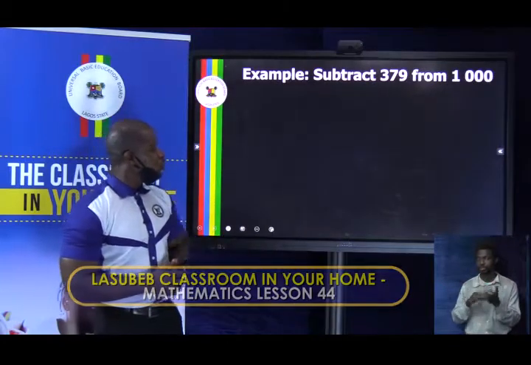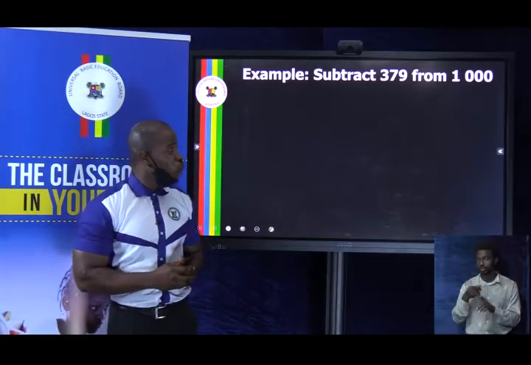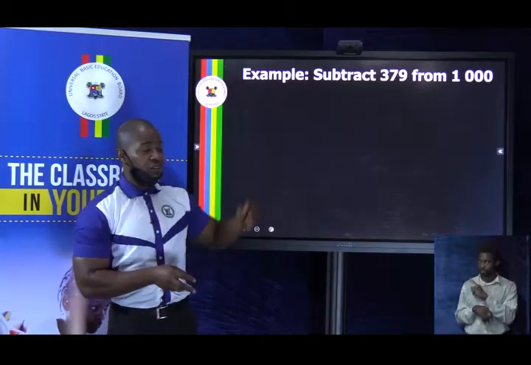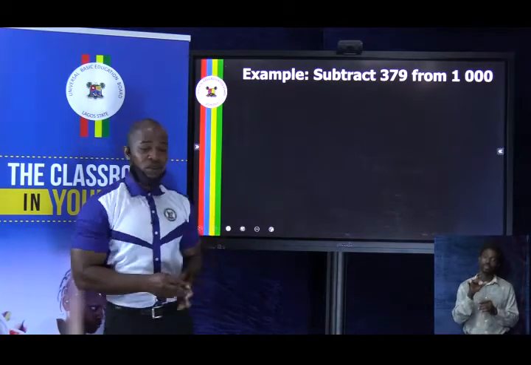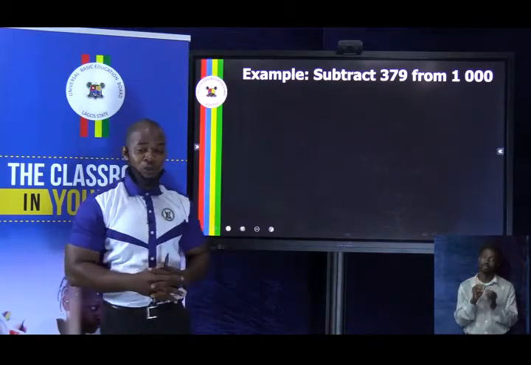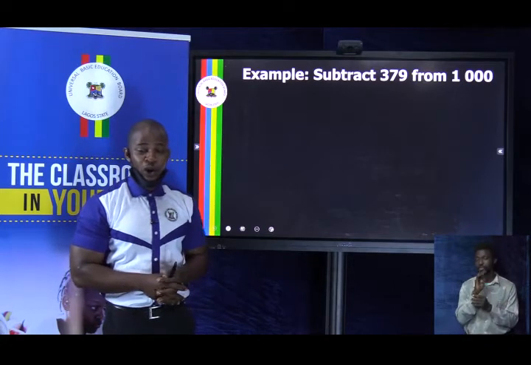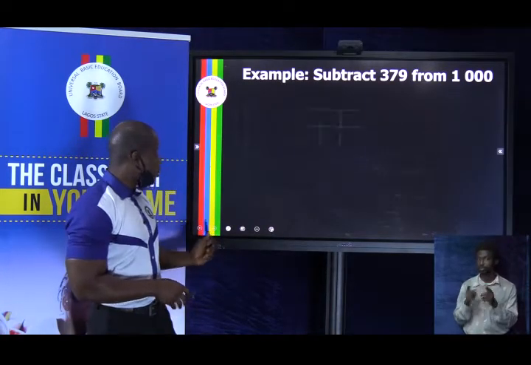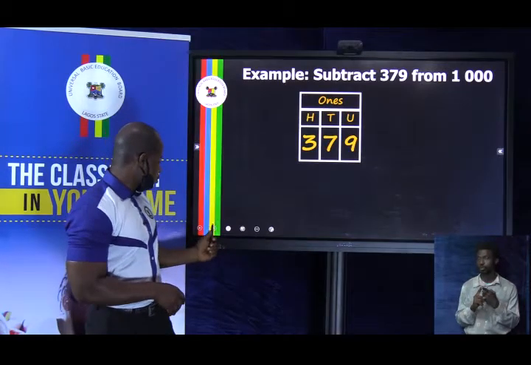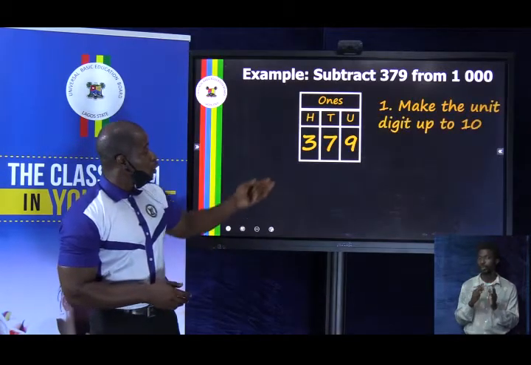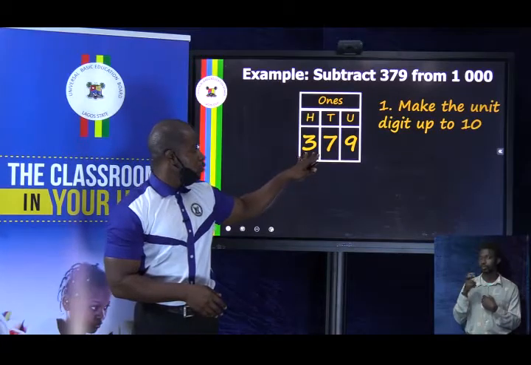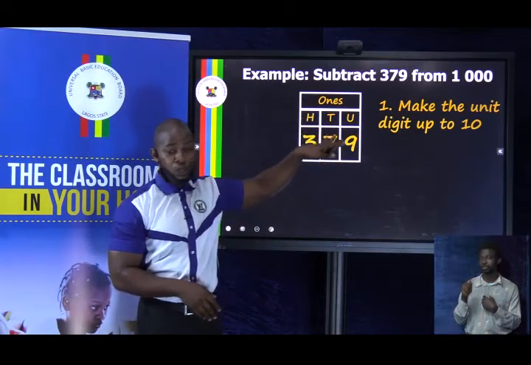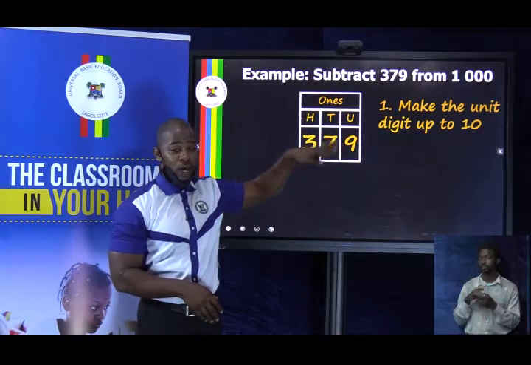This example says subtract 379 from 1000. See, 379 is a 3-digit number, 1000 is a 4-digit number. So how are we going to subtract it without borrowing, carrying, or using a calculator? And we can do it in just 3 seconds. Watch. First thing that you do is that these numbers are arranged under hundreds, tens and units. Now you don't need to put this; I'm just putting this there to guide you.